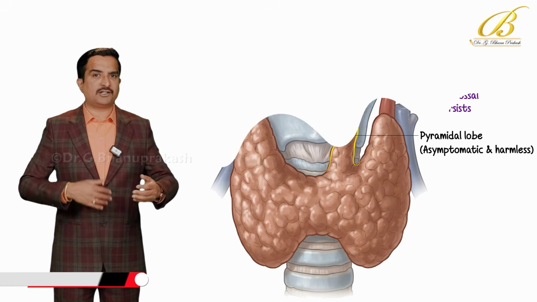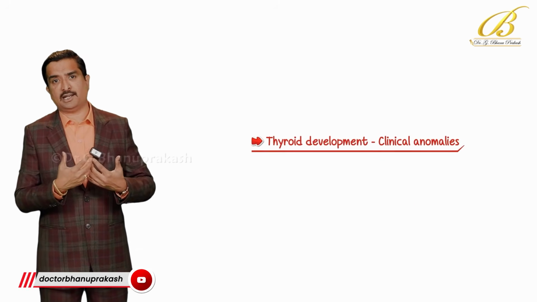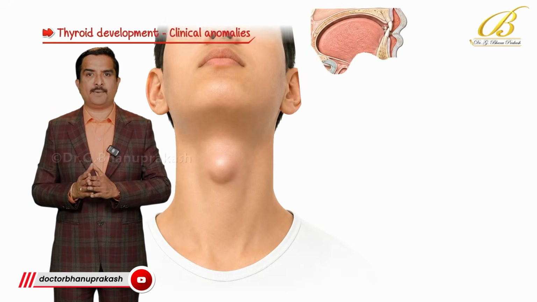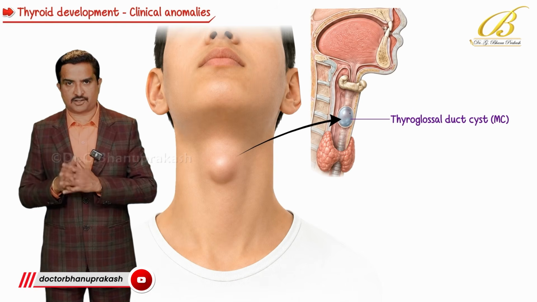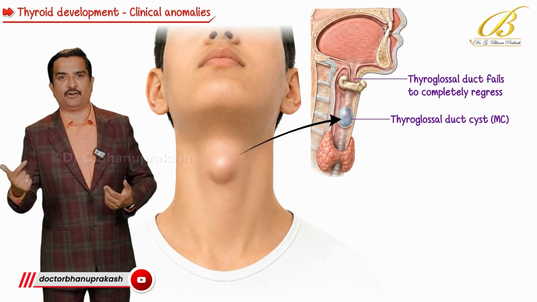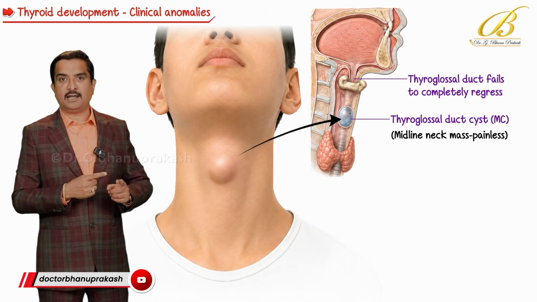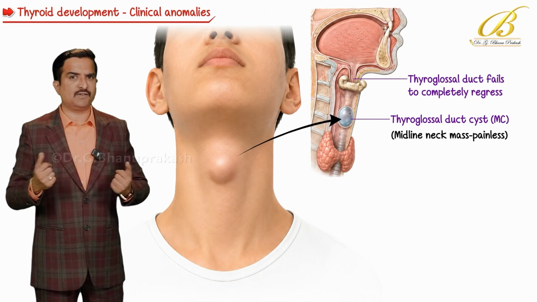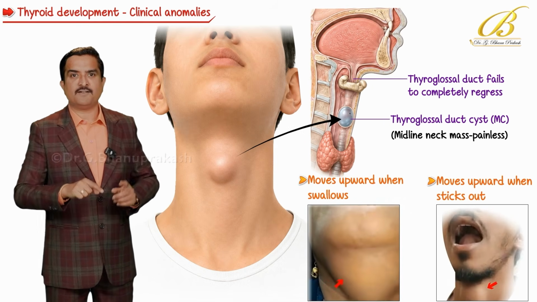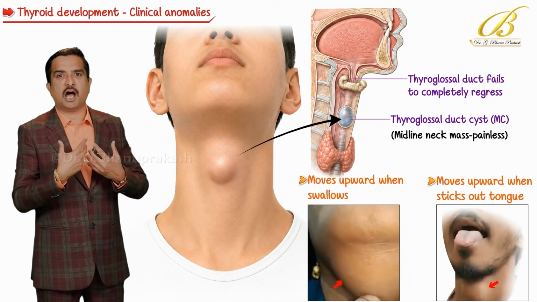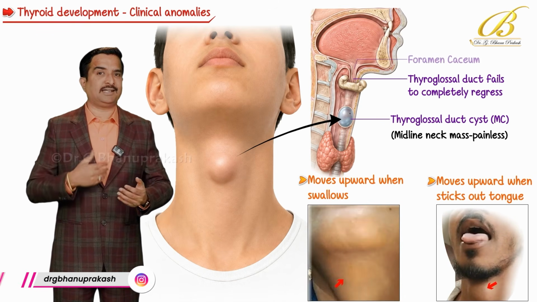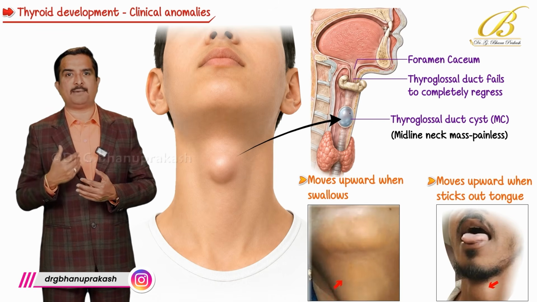So, all right, now let's shift to the clinical anomalies related to thyroid development. The first and most common is the thyroglossal duct cyst. This happens when the thyroglossal duct fails to completely regress. It results in a midline neck mass, usually painless, and very importantly, it moves upwards when the patient swallows or sticks out the tongue. So why does it move? Because it is attached to the tongue via the foramen cecum.